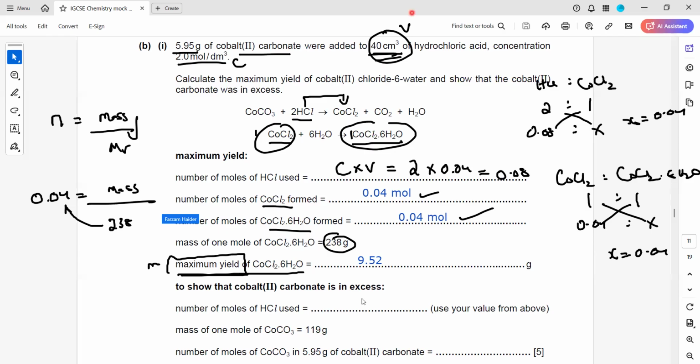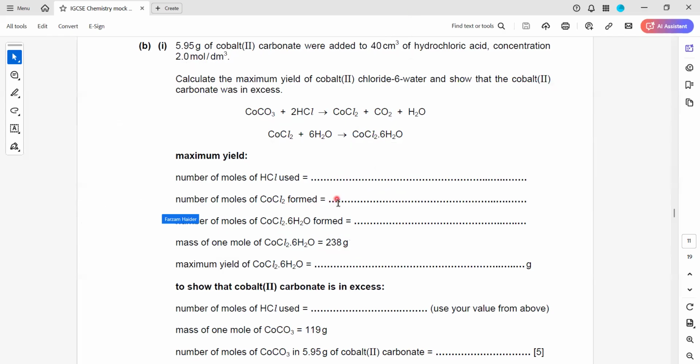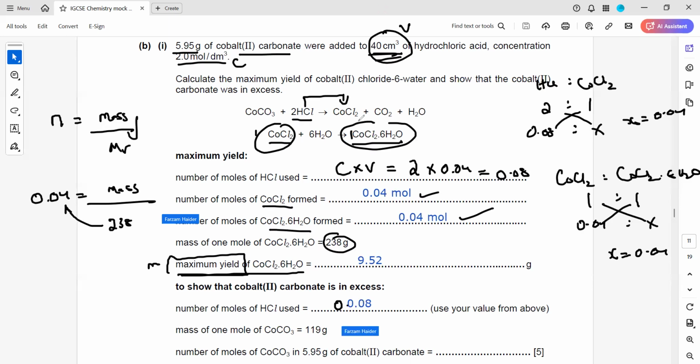Okay. The next is to show cobalt carbonate is in excess. First, the moles of HCl used. So how many moles of HCl did we use? We use 0.08. That is already the answer above, you use your value from above. The mass of 1 mole of cobalt carbonate is 119. Number of moles in 9.59 gram.